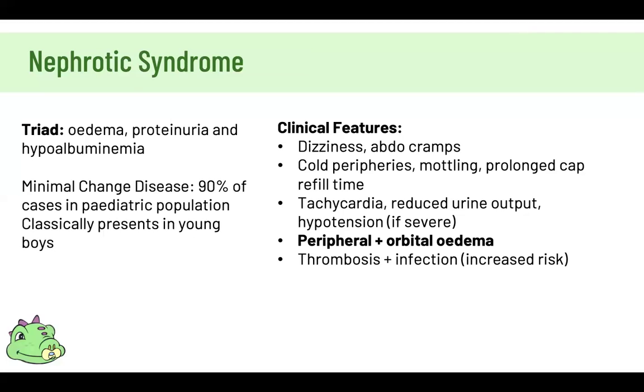If it's quite severe, you can get cold peripheries, mottling, prolonged cap refill time, and super severe, which would normally require hospital admission, things like tachycardia, reduced urine output, and hypotension. So that would indicate that nephrotic syndrome is quite severe and it's causing quite severe complications intravascularly. The other things would be thrombosis and infection. Kids with nephrotic syndrome are at an increased risk of thrombosis due to venous stasis and also of infection as well.